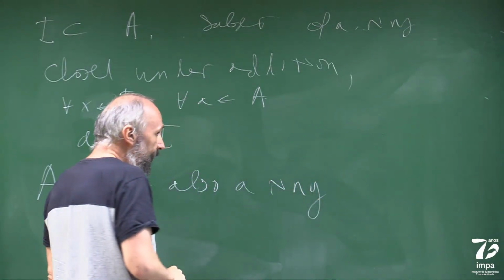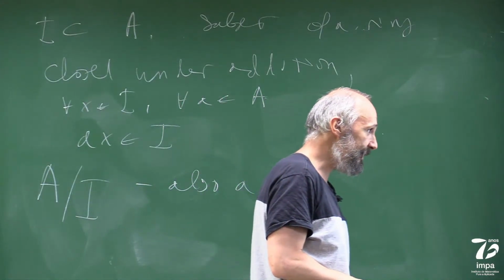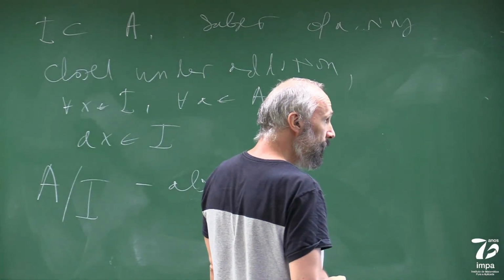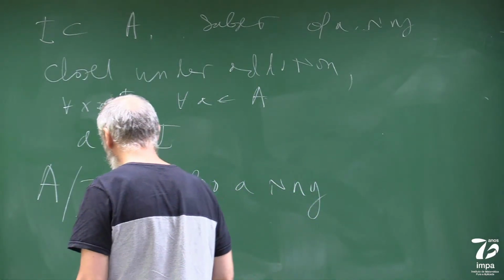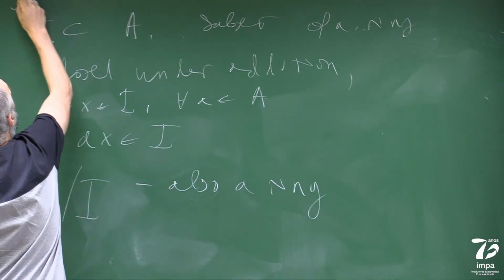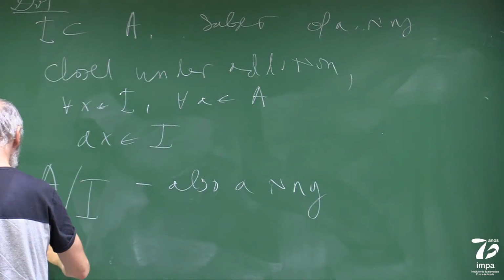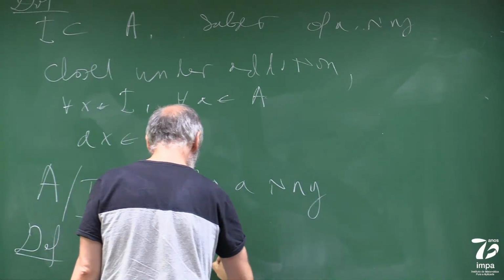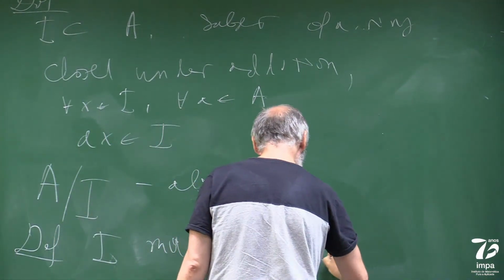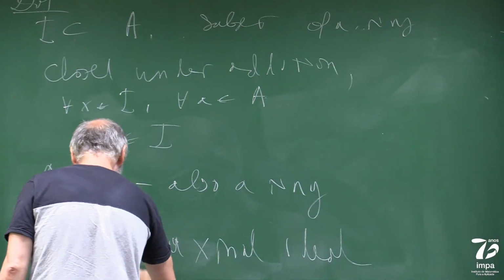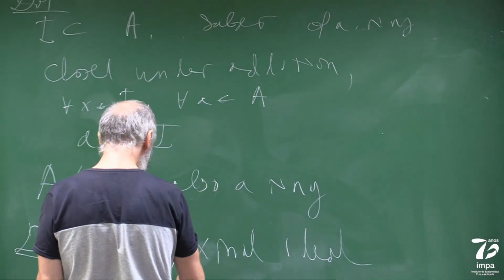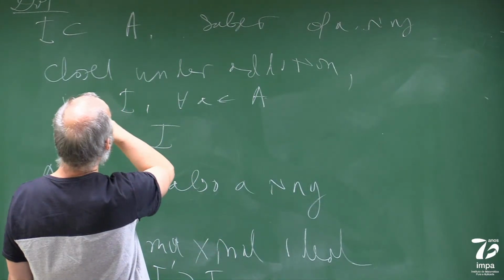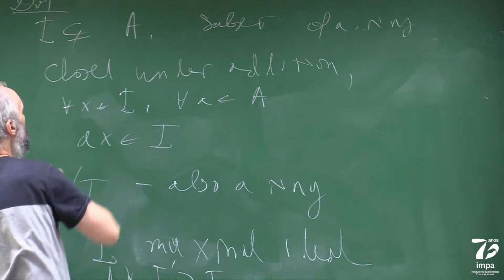I'm not going to explain this. This is an exercise. I hope that everybody knows this. Okay, now maximal ideal. I is a maximal ideal if for each I prime containing... yes, the important thing which I didn't tell you, it should not be equal to A.